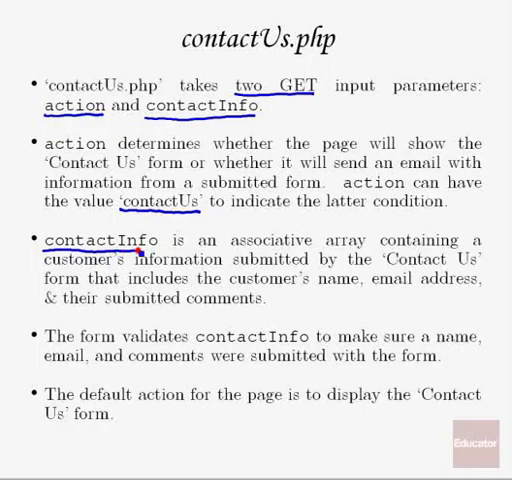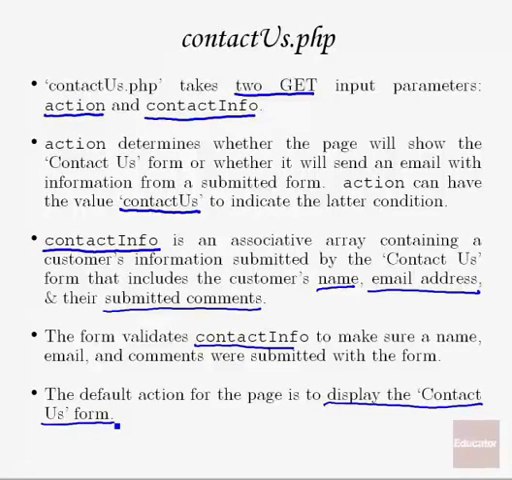Contact info is an associative array that contains the information the customer submits on the Contact Us form. It's going to contain their name, their email address, and whatever comments they submitted. We're also going to have the form validate contact info, and we're going to require that all 3 of these fields be provided. And just so you know, the default action for the page is just to display the Contact Us form. So if no action is specified, or you specify an action that isn't the value Contact Us, the default action is to always display the Contact Us form.